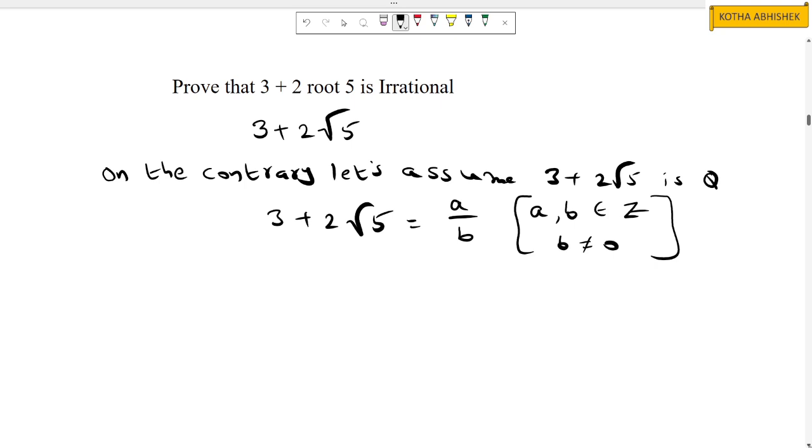Now taking 3 to the right side, it will be 2 root 5 equals a by b plus 3, which becomes minus 3. So for the further calculation, I am writing this 3 as 3 by 1. Let us check what to do next.